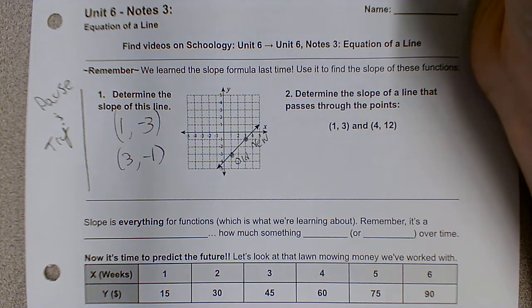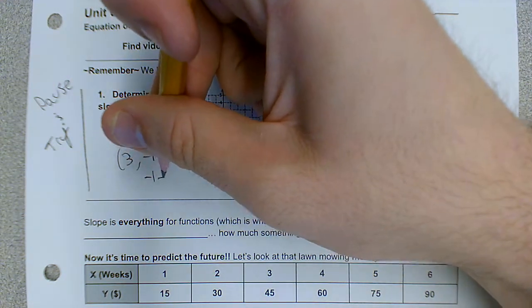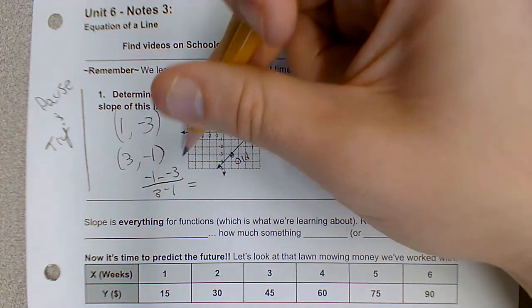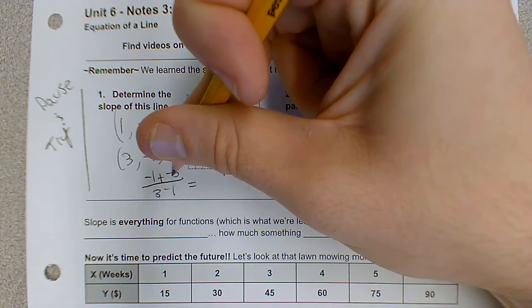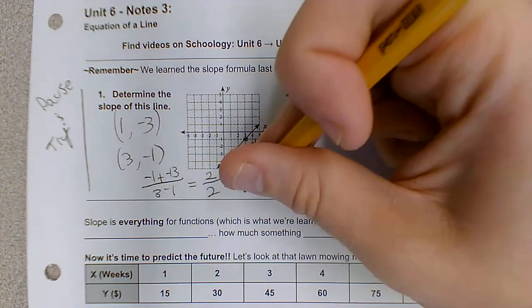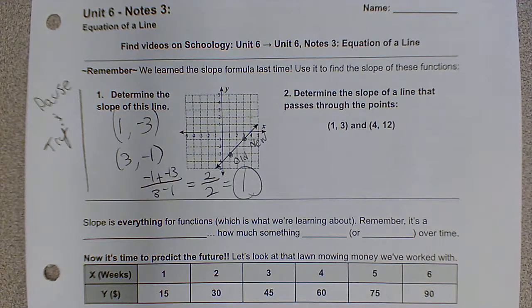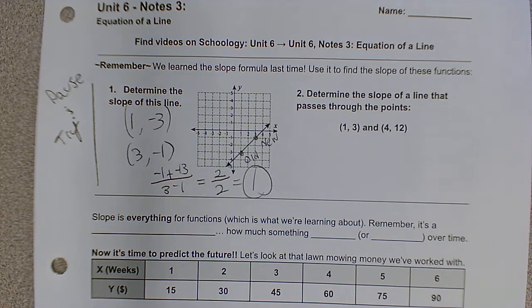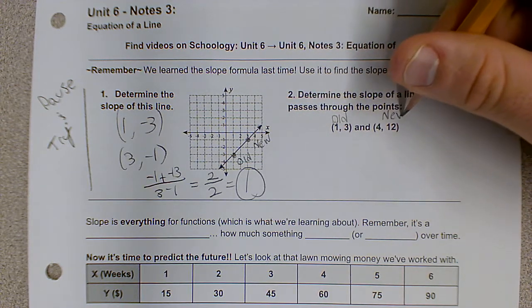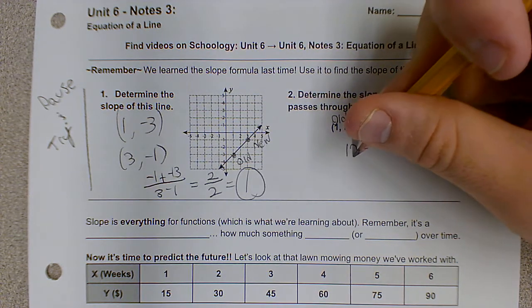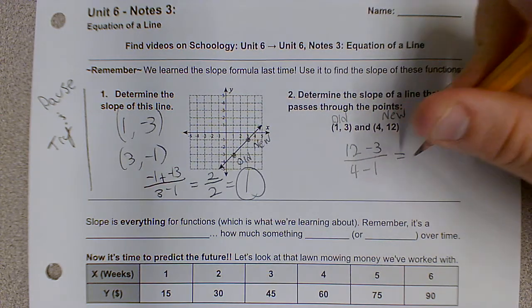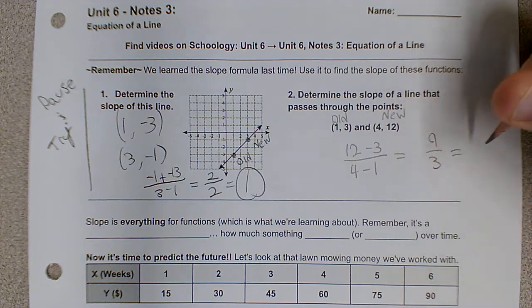Once I got those two, I'm going to set up the slope formula. It's going to be negative 1 minus negative 3 over 3 minus 1. That's going to be, add positive 3, 2 over 2, or simply a slope of 1. For number 2, I just have to determine my old point and my new point. Do the slope formula, so I'm going to do 12 minus 3 over 4 minus 1. It's going to be 9 over 3, or just 3.